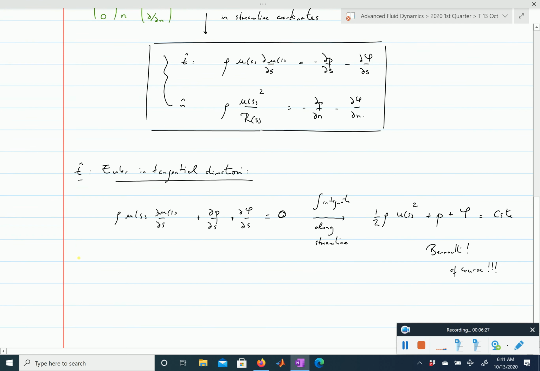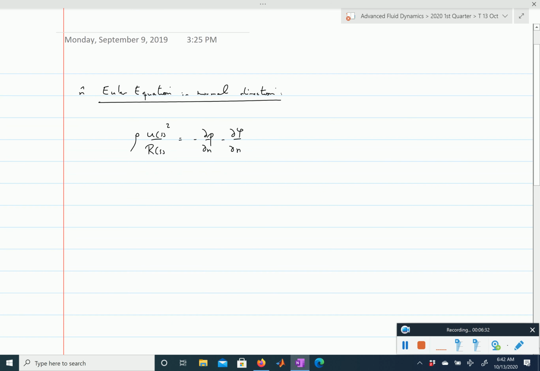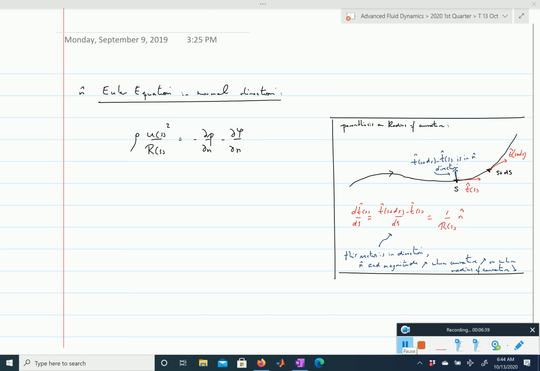Okay, let's look at the normal direction. And so here I just want to do a brief reminder on the radius of curvature. So here assume this line is a streamline. This line here is a streamline. And so our tangent vector is of course always tangent to our streamline. Let's take a point at s and a point at s plus ds a little bit further along the streamline.